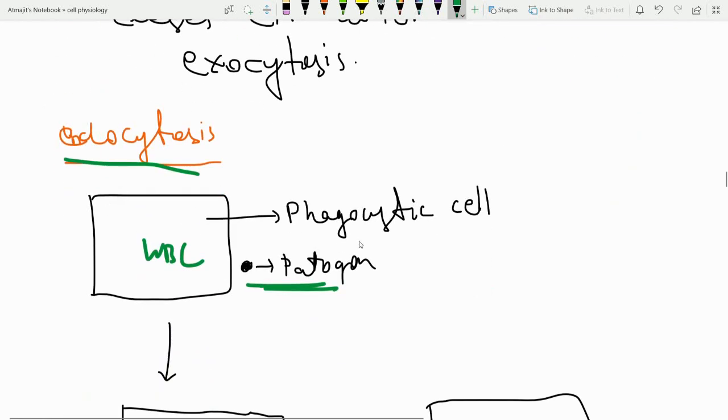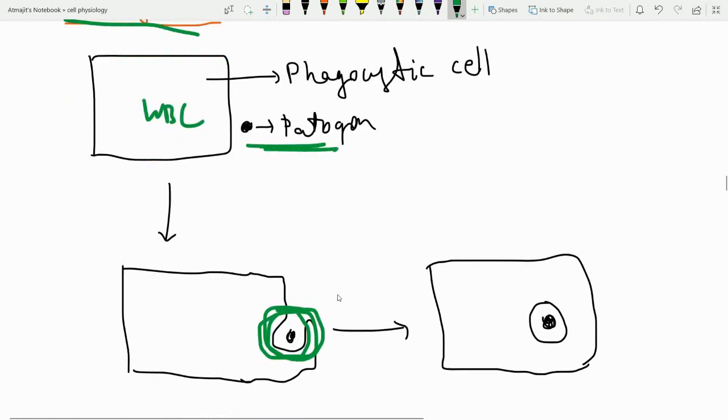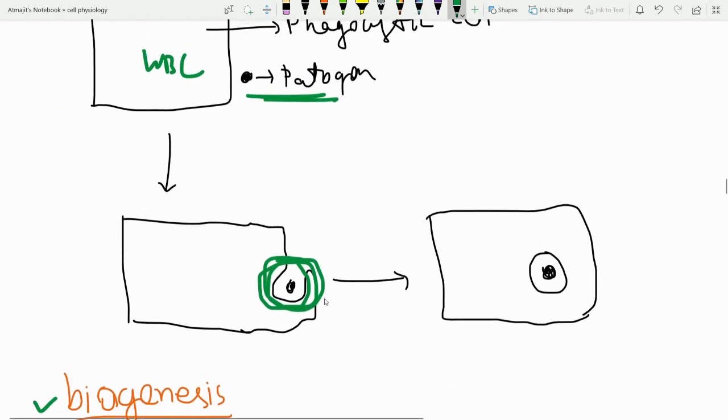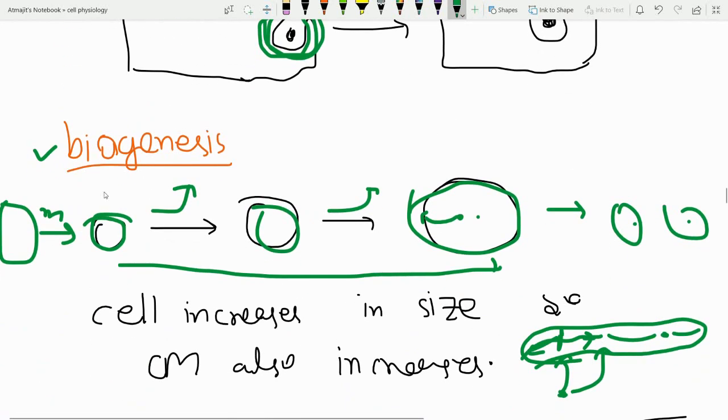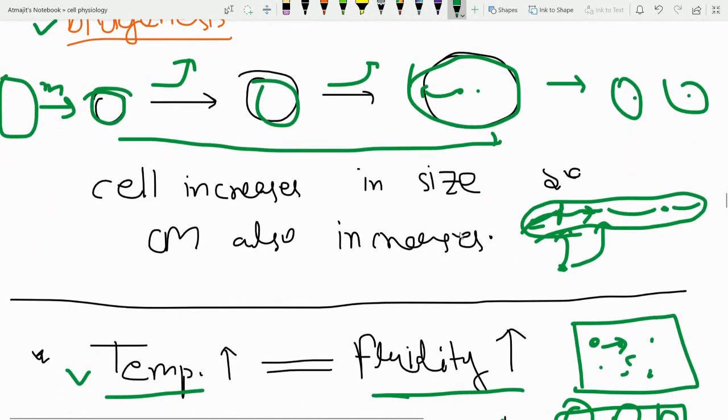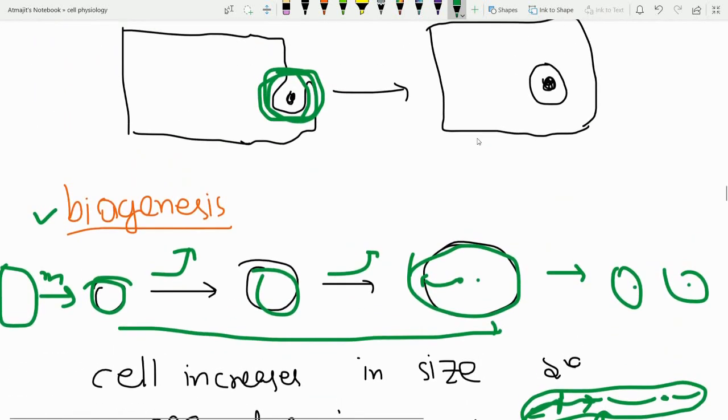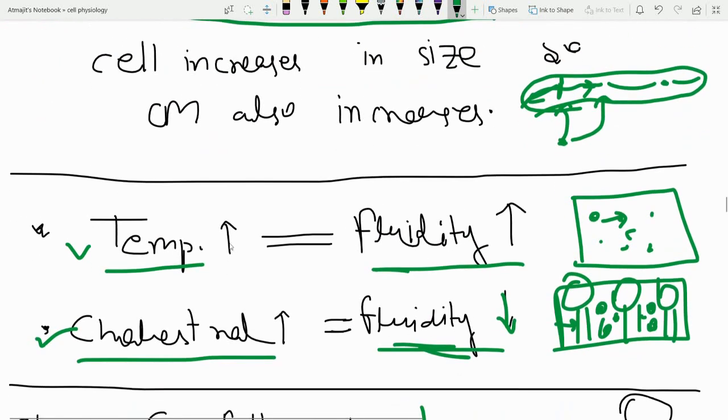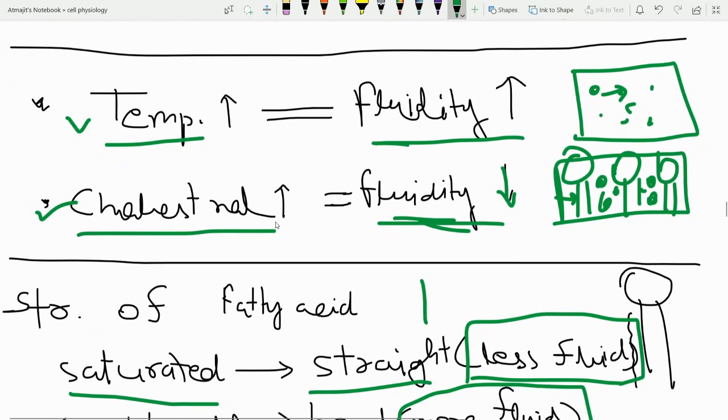And endocytosis, like a phagocytic cell captures some pathogen by creating pseudopodia. Then biogenesis, like when the cell size increases, the cell membrane size also increases. So this needs biogenesis or synthesis of cell membrane. When temperature increases, this increases the fluidity. When cholesterol increases, it decreases the fluidity.